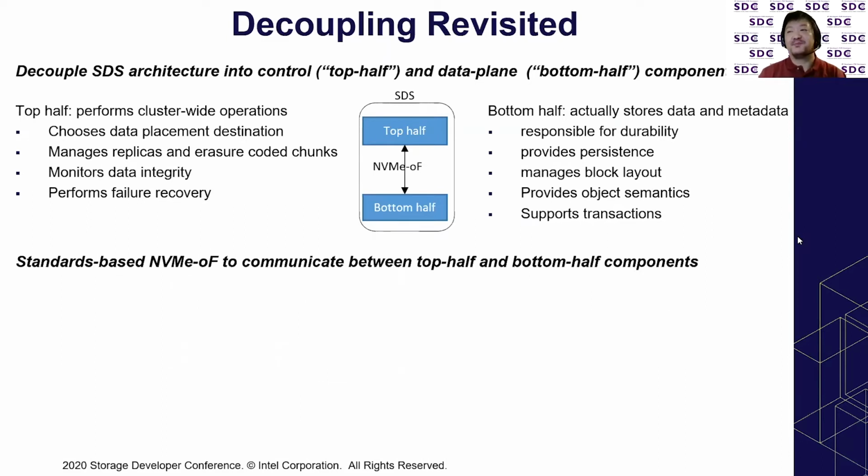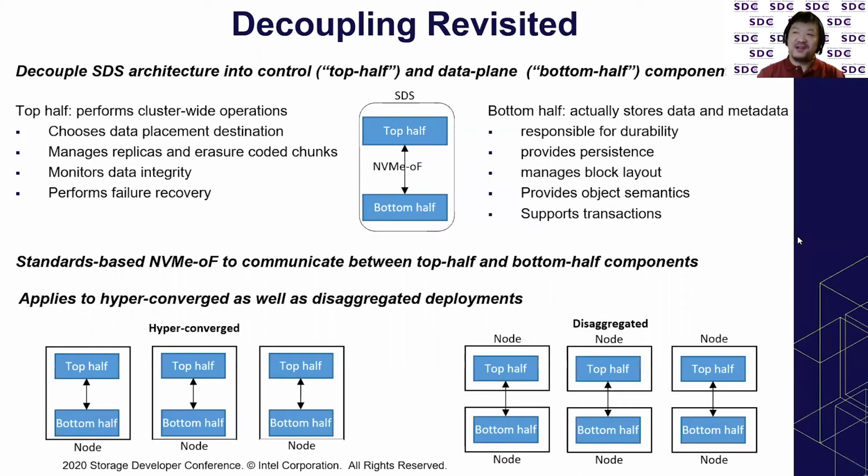And particularly, I want to point out that our decoupled architecture is designed to apply to both hyperconverged as well as disaggregated deployments. As you can see, we have these two example pictures here. On the left is a hyperconverged scenario. On the right is a disaggregated scenario. Regardless, because the two components are separate from each other, they can be independently scaled with more flexibility, which is applicable to both hyperconverged and disaggregated deployment scenarios.